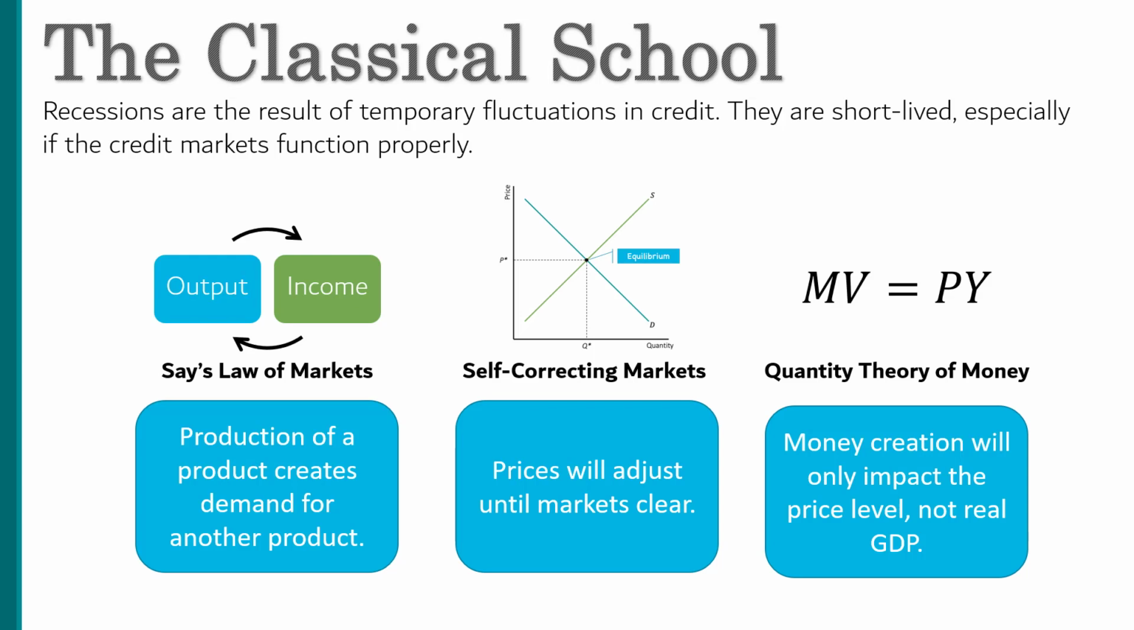The three most important ideas which we have made use of to form our anachronistic model of the economy are Say's law of markets, self-correcting markets, and the quantity theory of money. Say's law of markets was put forward by the French economist Jean-Baptiste Say. He noted that when someone produces and sells a product in the open market, they earn an amount of money equal to the value of what they produced.